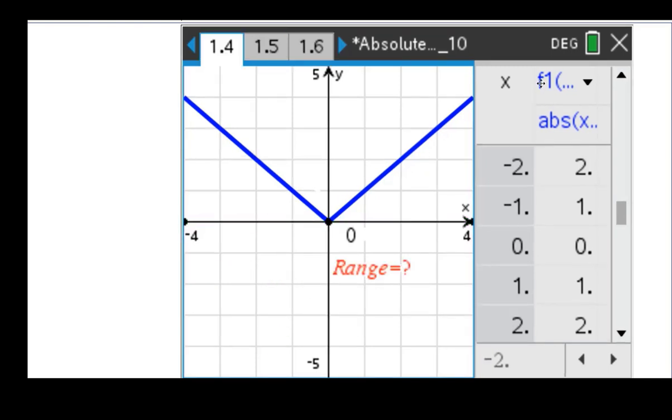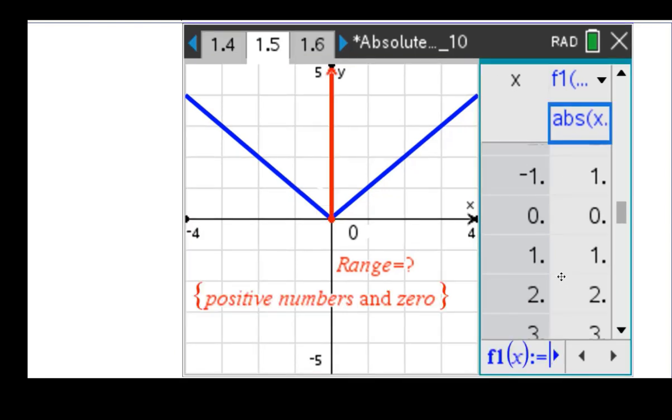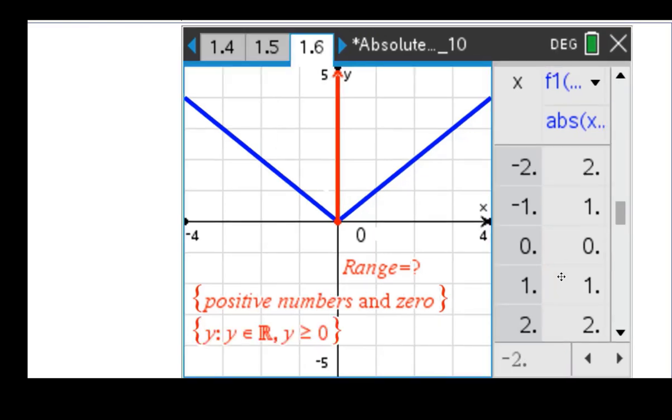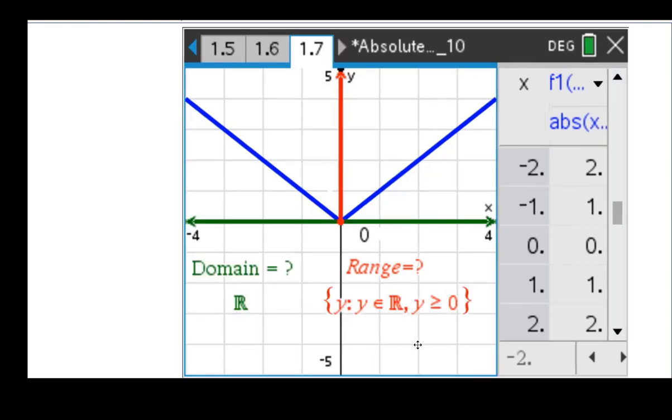As the range goes, if we look at the y values, you can see they're always positive or 0, including decimals and fractions and square roots and irrational numbers. And we write that as the set of all y such that y is a member of the real numbers, y is greater than or equal to 0. So here is the domain and range.